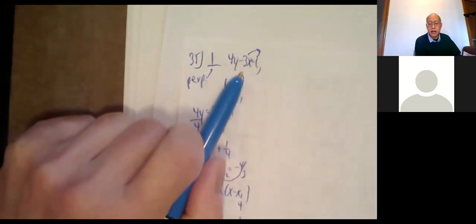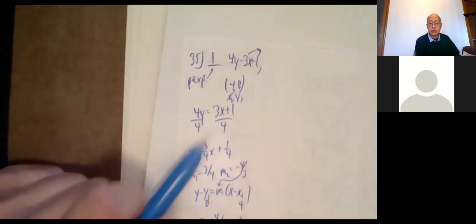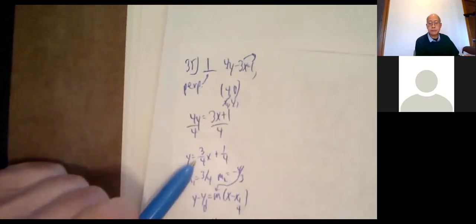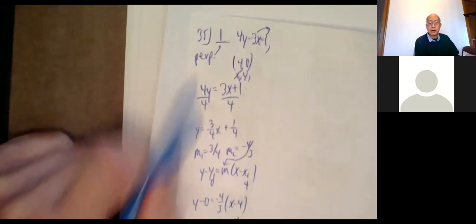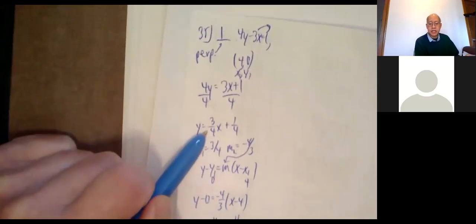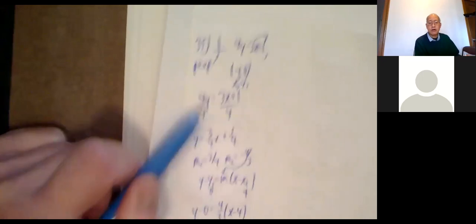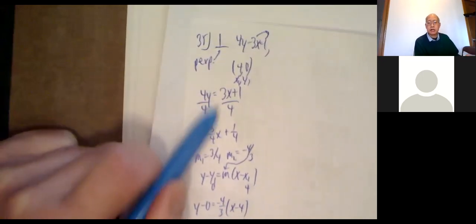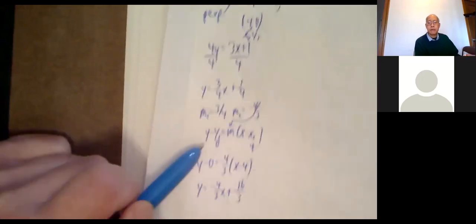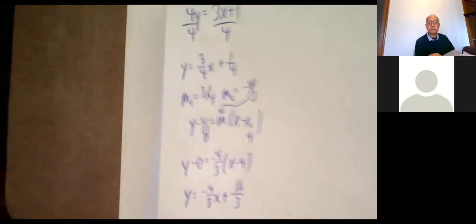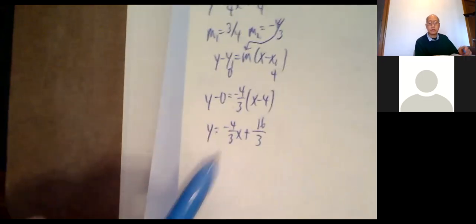Okay, so again, the technique. First, I find the slope of this line. I found it to be 3/4. But they asked for a line perpendicular to that. So I'd flip it and change the sign, negative 4/3. For problem 33, it said parallel. So whatever you get at this step, just keep it. Then I do the point slope form. And there we go.